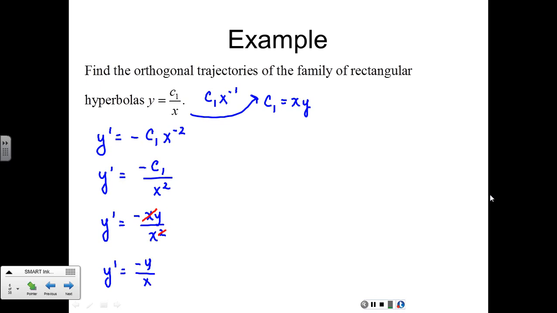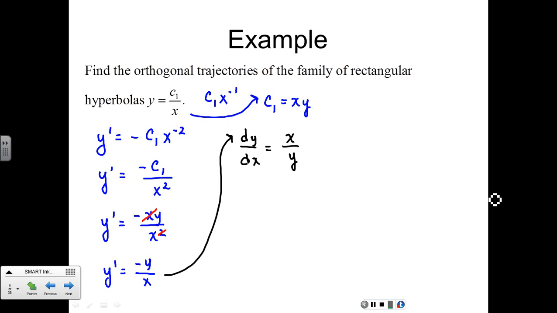Okay, so there's a differential equation for that first family of curves. Now we want to find the orthogonal trajectory. So we're going to reverse this process. Take this up here. This becomes dy over dx equal to what? If I want something orthogonal, we're going to flip it and change the sign. So what would I have? Positive x over y, right? So when I flip it and change the sign, my differential equation is going to be positive x over positive y.